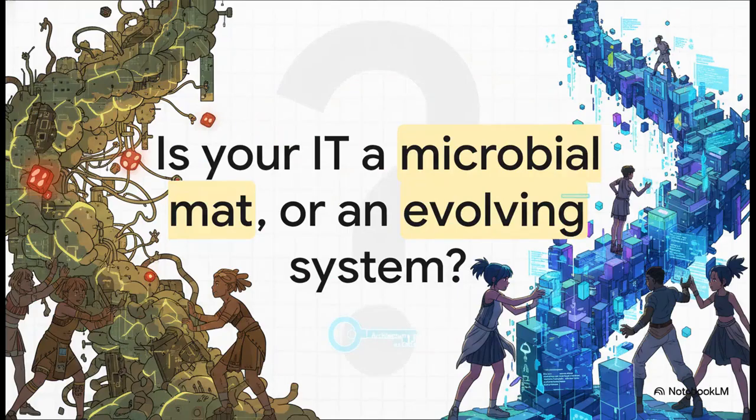So we end with this question, which brings us right back to where we started. I want you to take a hard, honest look at your organization's IT. Is it a microbial mat, stuck in time, held together by whispers and tribal knowledge? Or is it a truly evolving system, ready to handle the complexity of the future? Architecture as code might just be the key you need to make that leap.